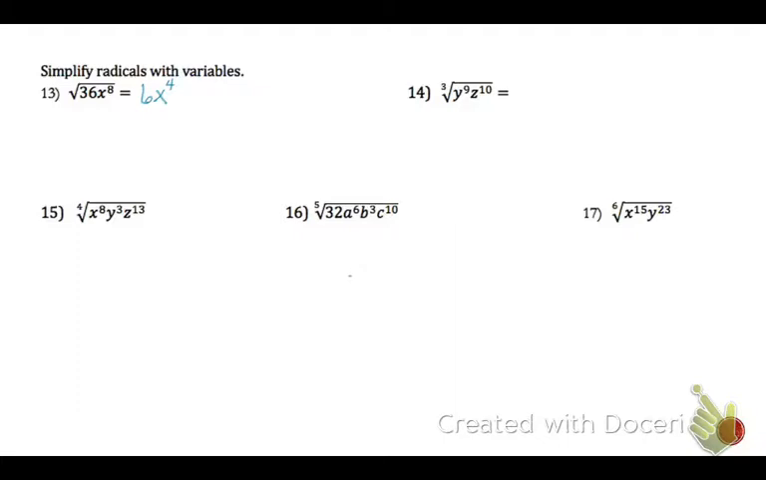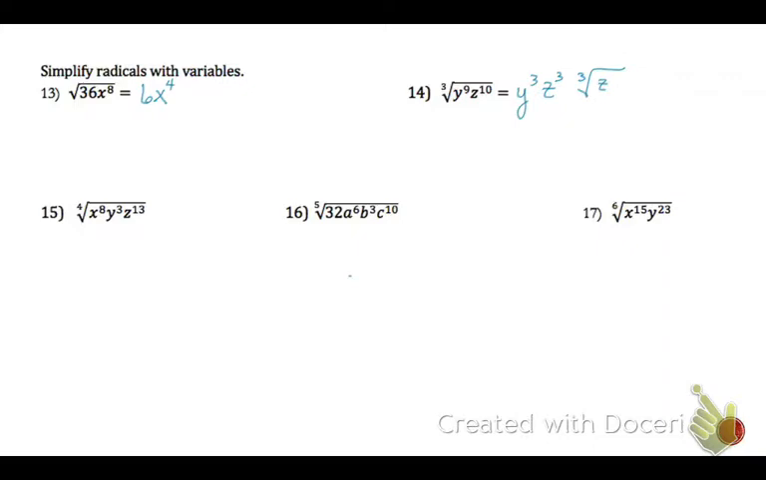So now we have the 3rd root of y to the 9th, z to the 10th. So we're looking for groups of 3 y's. So there are 3 groups of 3 y's. There are also 3 groups of 3 z's with 1 z left. So that 1 z has to stay underneath our 3rd root expression. So our final answer is y cubed z cubed times the cube root of z.